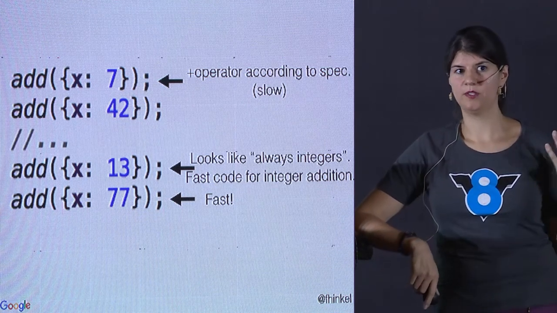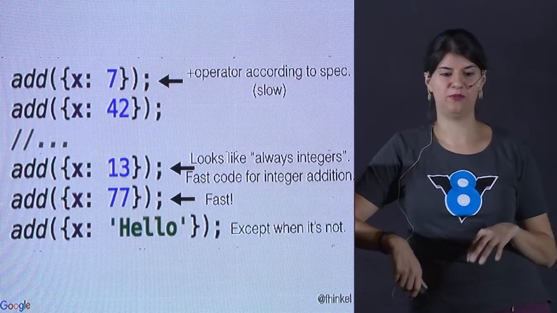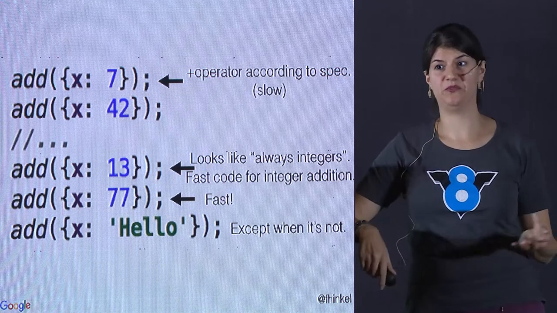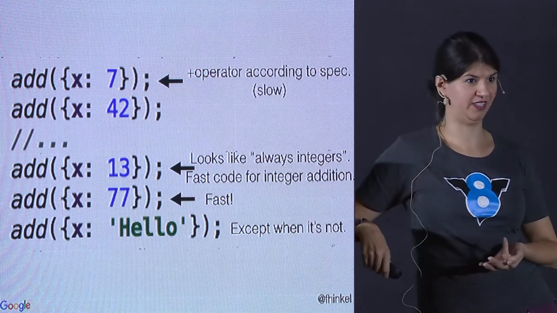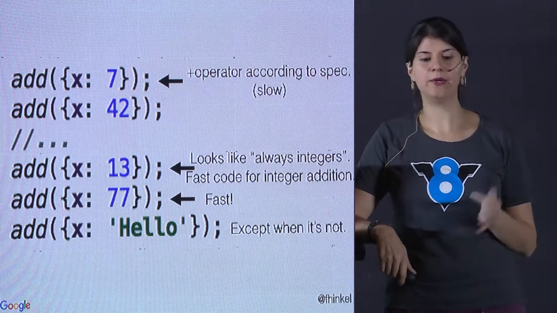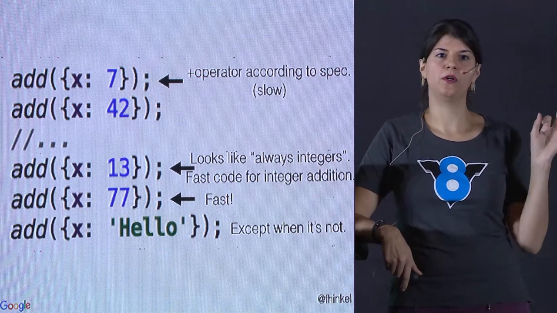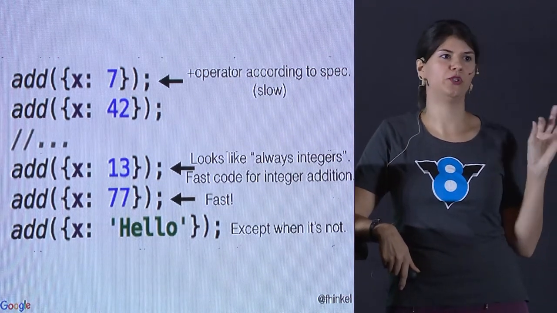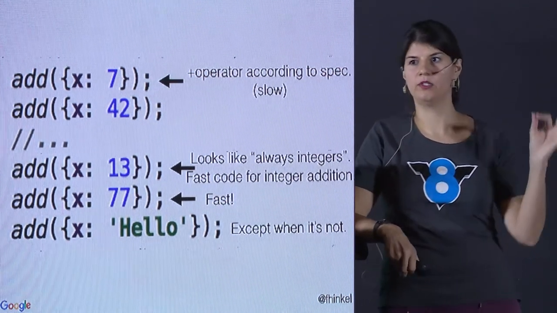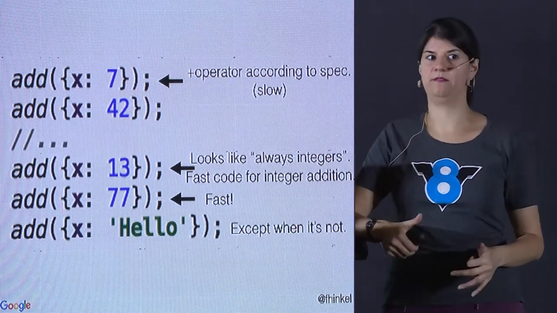Do you see a problem with this, though? Nobody is stopping you from changing your mind and just calling this function really differently. So what's happening now? Well, actually, when we run this optimized machine code, we always do a quick check before to make sure our assumptions are right. We just say, hey, is this an integer? Awesome, let's go with the fast path.